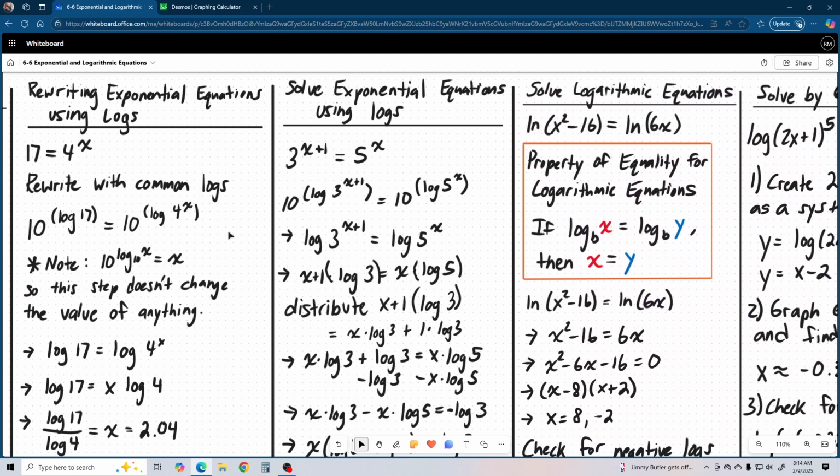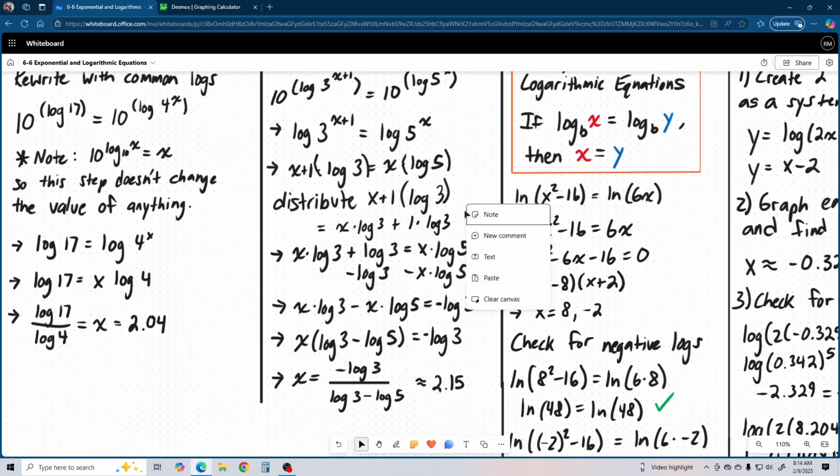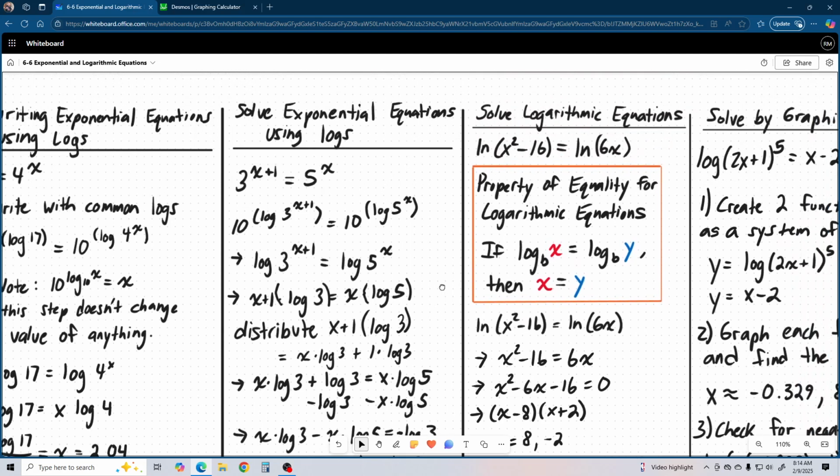Rewriting exponential equations using logs. This is the bread and butter. This is actually what we use logs for. We use them to get variables out of the exponent. And that's what we did. So this was just telling us how to rewrite it.